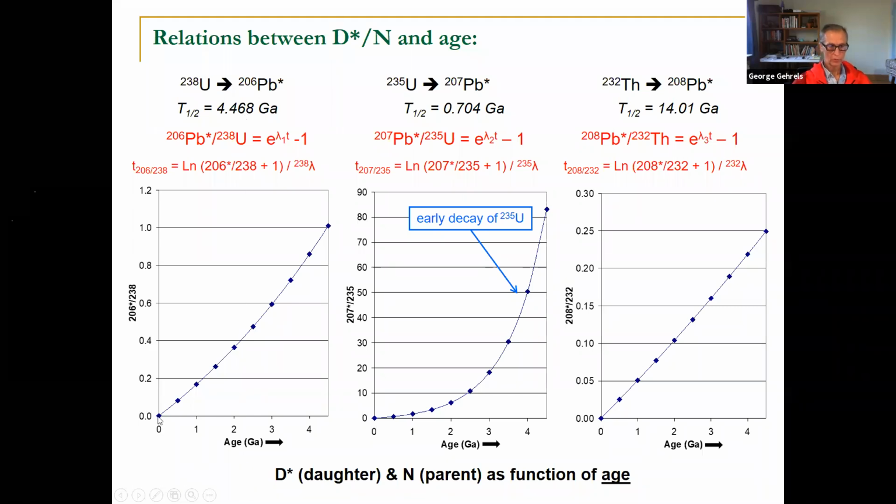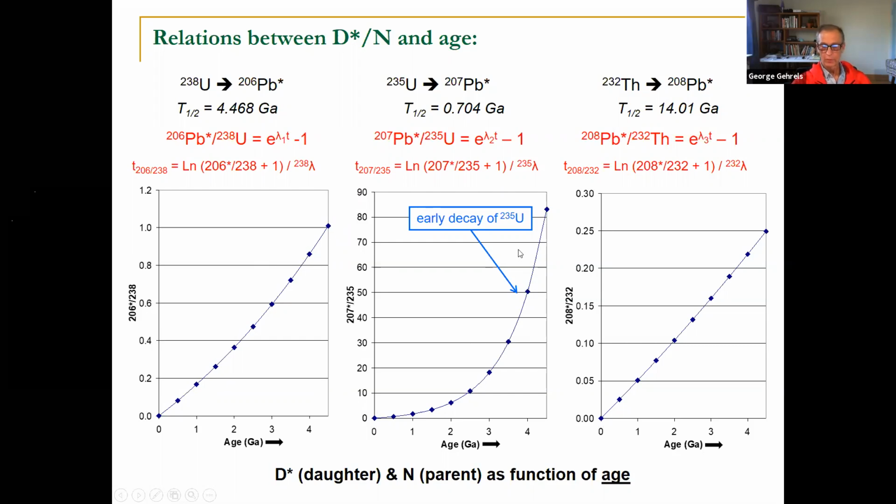And now here's how it works. If we're at the present day and we're looking back in time, here's how that ratio of 206 to 238 is going to change as a function of age of the zircon crystal or whatever mineral we're interested in. Because the half-life is about the same as the age of the Earth, if we have a zircon, maybe from Jack Hills, that's 4.5 billion years old, wouldn't that be nice if we could find one of those? It would have equal atoms of 206 to 238, because that's the same as the half-life, right?